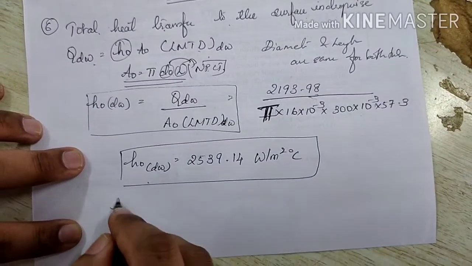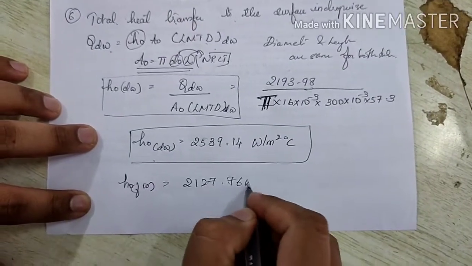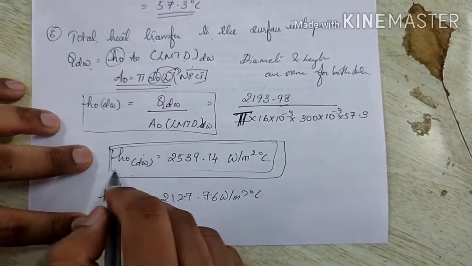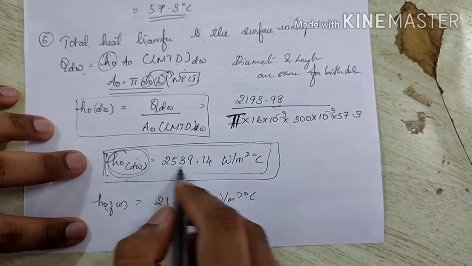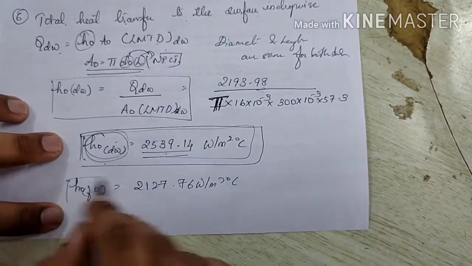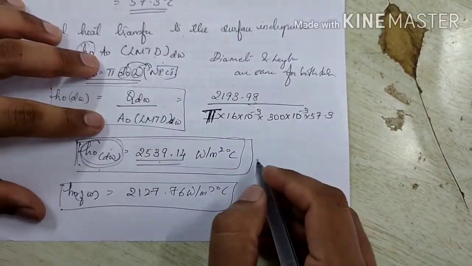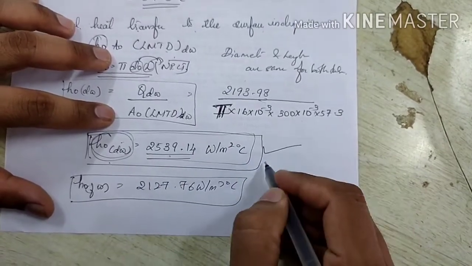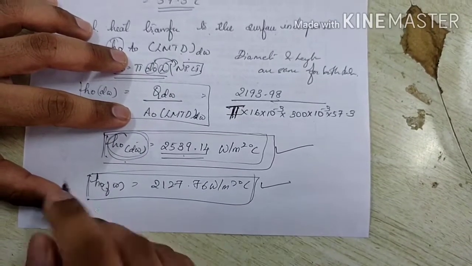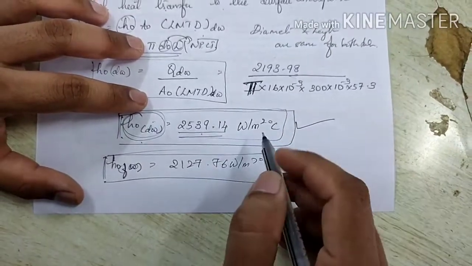So you have seen that H0 of film wise is 2127.76 watt per meter square degrees Celsius. So which one is more? From the experiment we are getting that H0, the heat transfer coefficient for drop wise condensation is more. Therefore this is more efficient compared to the film wise condensation. But practically, whenever the condenser is working, it is working with film wise condensation. Okay, so thank you. If you have any queries, you can contact me.